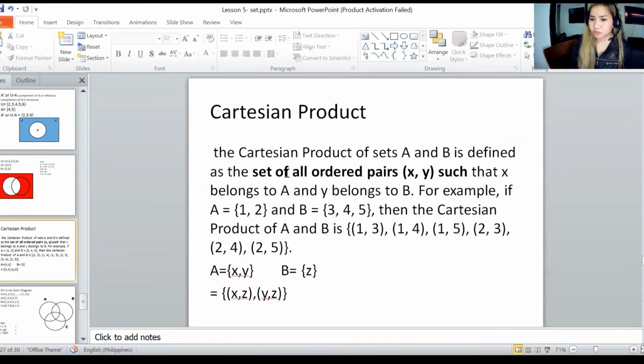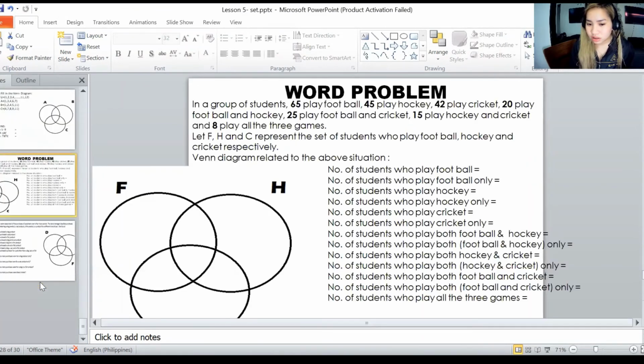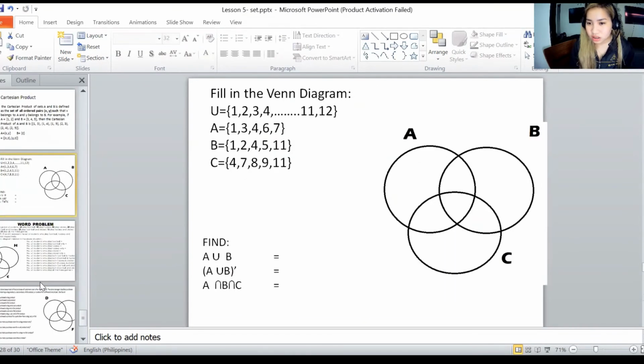And that's it po. So, tapos na tayo sa union, sa intersection, sa complement, and sa Cartesian product. So, next we have this, fill in the Venn diagram. Ang gagawin nyo is screenshot, and then sagutan nyo po, tapos isend nyo sa akin, or maglalagay ako ng file or folder dun sa Google Classroom natin, and then paki-post doon.